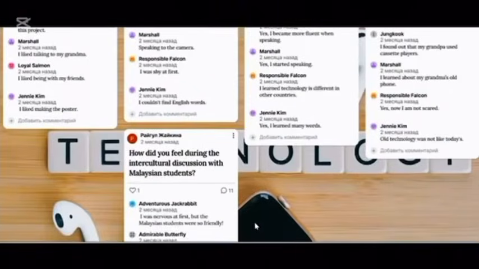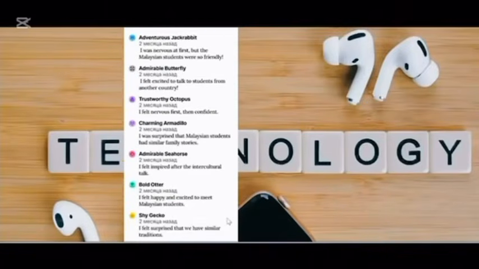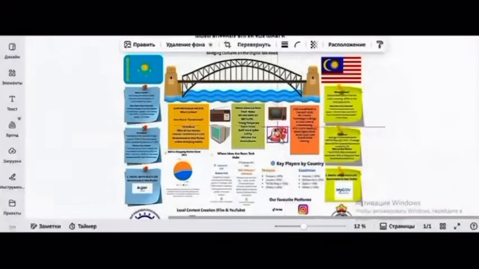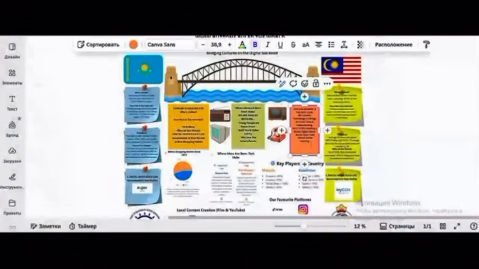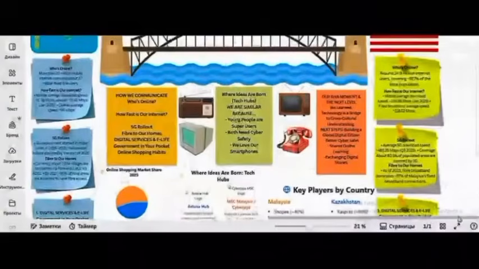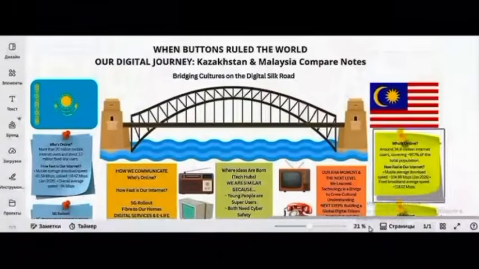This deep understanding was visualized in the cycle's main tangible outcome, a jointly created visual poster entitled Connecting Cultures on the Digital Silk Road, Our Digital Journey: Kazakhstan and Malaysia Compare Notes. This poster compares the history of technology evolution in the rural areas of both countries.